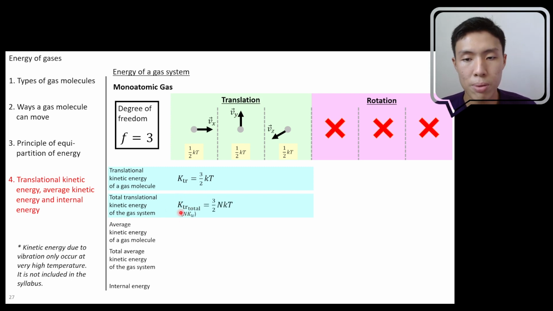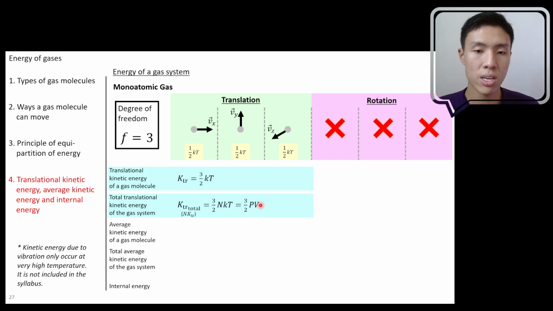Multiply by big N, and your equation will now be 3/2 NkT. But you know from the ideal gas equation that this NkT over here is equal to PV, and is equal to nRT, right? So you can translate it into 3/2 PV using the ideal gas equation. And you know the ideal gas equation also tells you that PV is equal to nRT. Okay, so there are 3 different ways to express the total translational kinetic energy of the gas system.